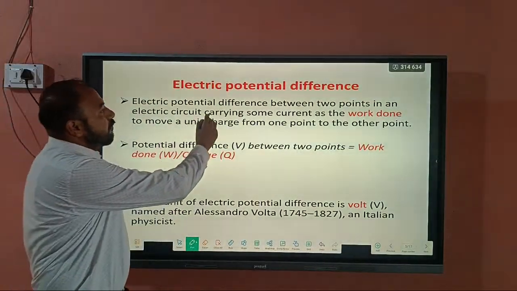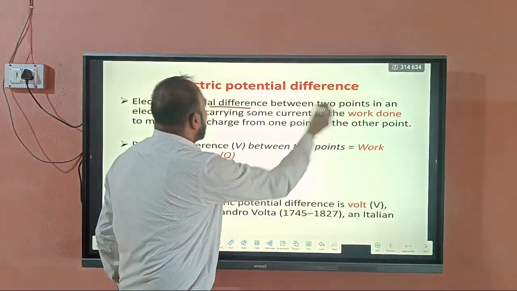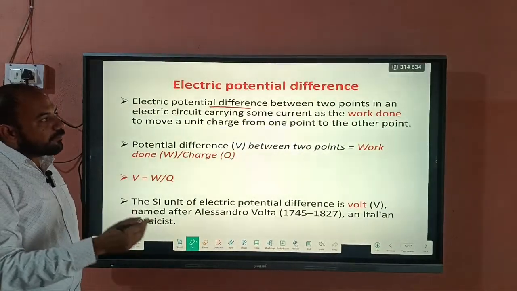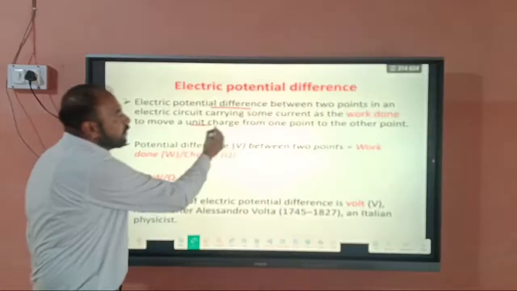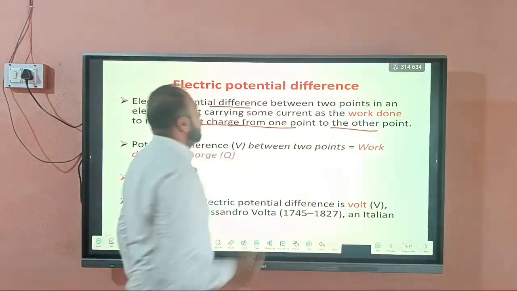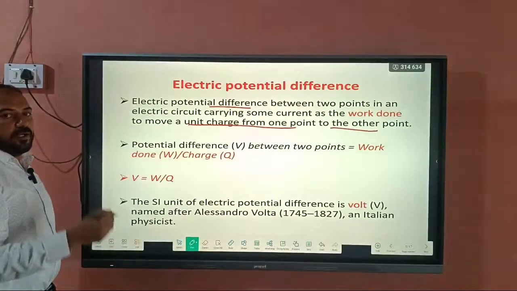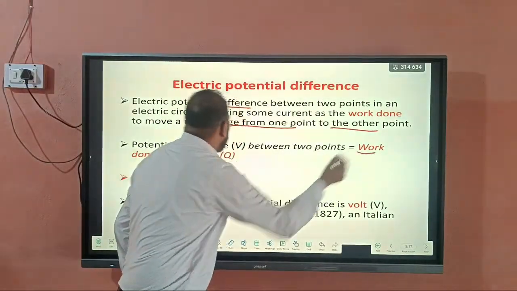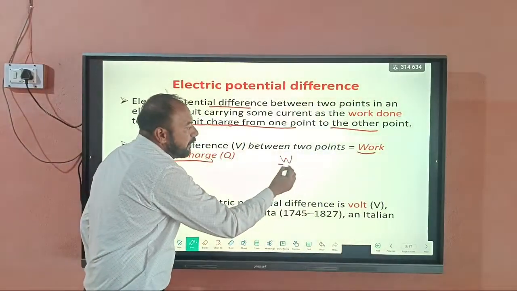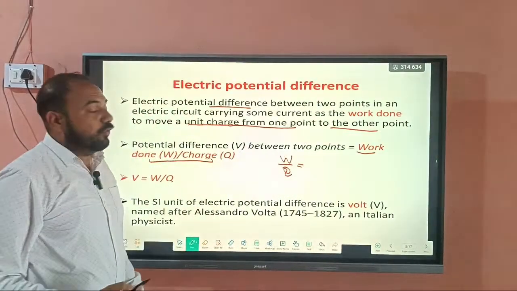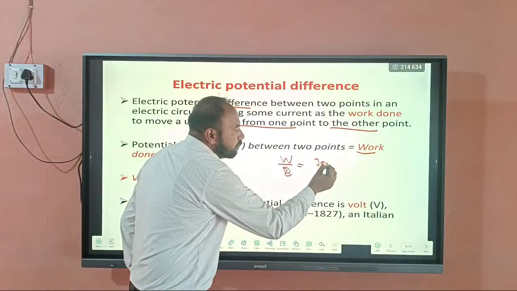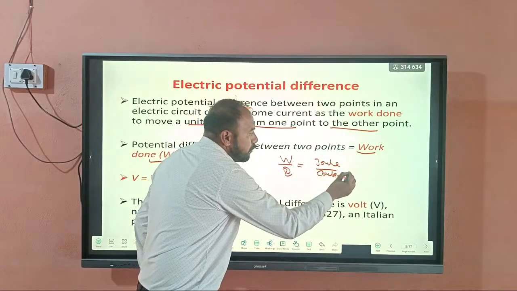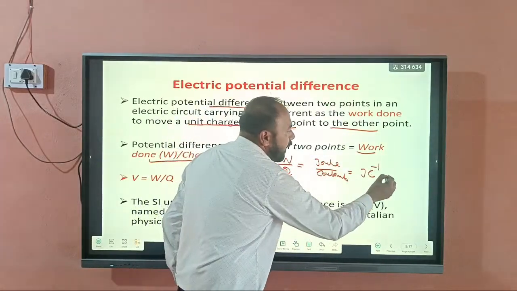What is electric potential difference? The electric potential difference between two points in an electric circuit carrying some current is the work done to move a unit charge from one point to another. The formula is work done upon charge, W by Q. The unit of work done is joule, and the unit of charge is coulomb. So this is joule per coulomb, which is equal to volt.